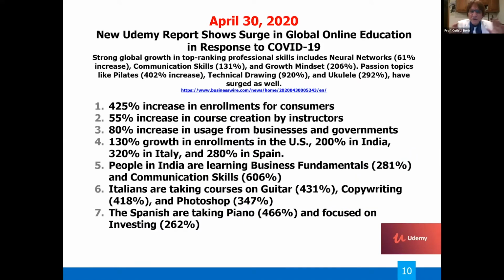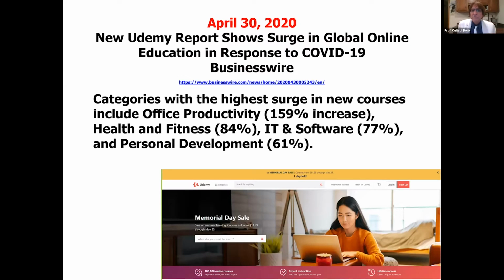The growth is different in different countries. In Spain, they're playing the piano. In Italy, they're learning to play the guitar. And in India, where Sanjay is from, they're a little more serious. They get business fundamentals and communication skills. So different things in different countries. But you see the 425% increase in learners, 55% increase in instructors, and 80% in government and business. So this is huge. Some are taking IT skill courses, some health and fitness, which makes sense during the coronavirus. They want to be fit.